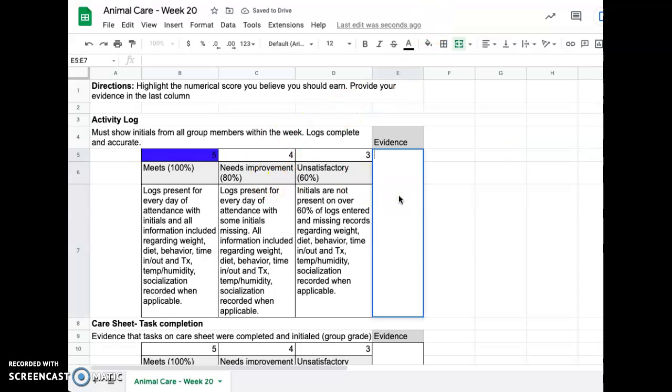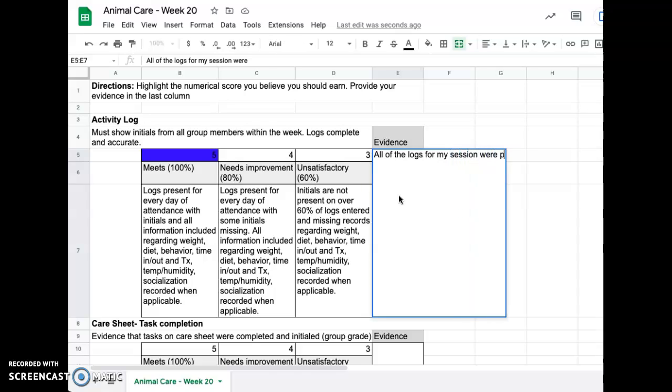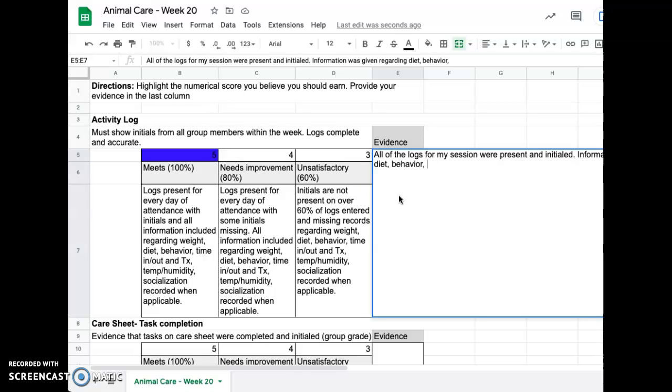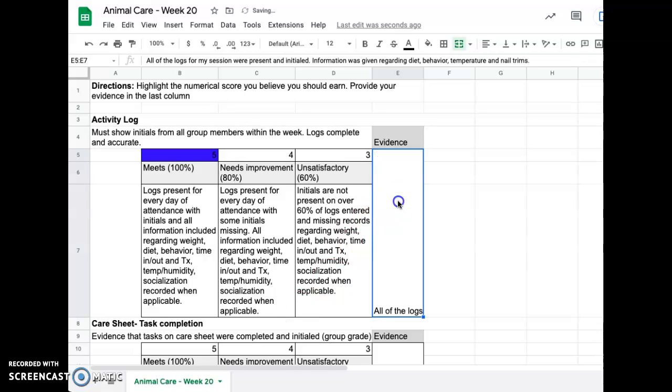I'm then going to say my evidence. All of the logs for my session were present and initialed. Information was given regarding diet, behavior, temperature, and nail trims. Okay, and then boom, that's in there. And so now I've got that evidence of why a 5 was given, why you felt you needed or deserved or earned that 5.